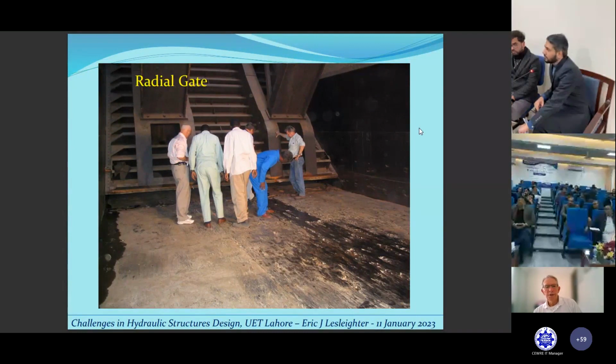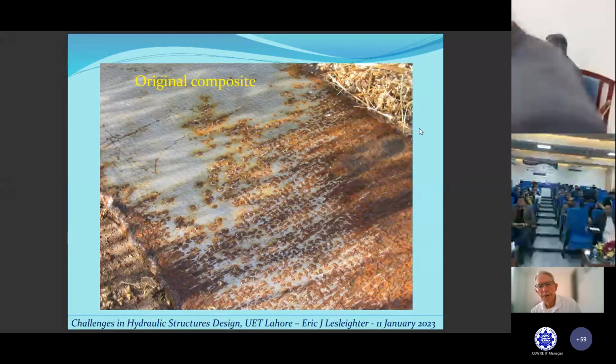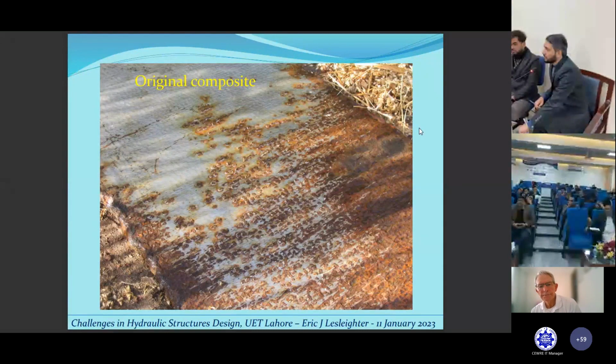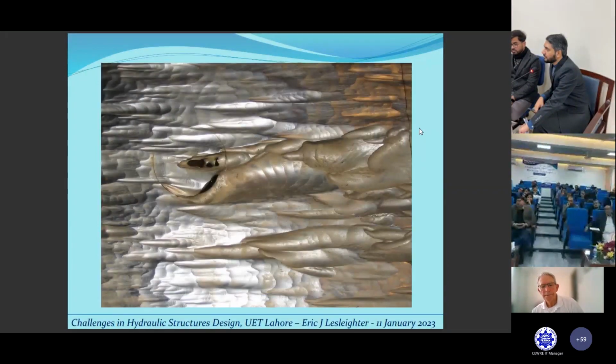Next slide. This was the original composite, which only had a 3 millimeter stainless steel over mild steel. This is damage right through the 36 millimeter. There's a hole in the stainless steel. The next slide shows a series of damage in the wall, like a waveform type damage in the surface of the stainless steel. This is not cavitation. This is sediment caused this.